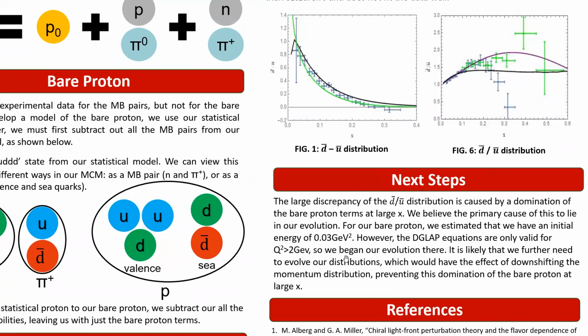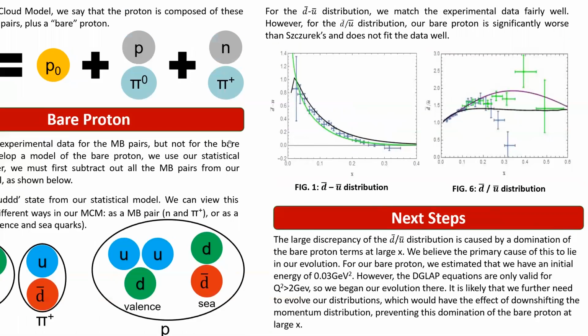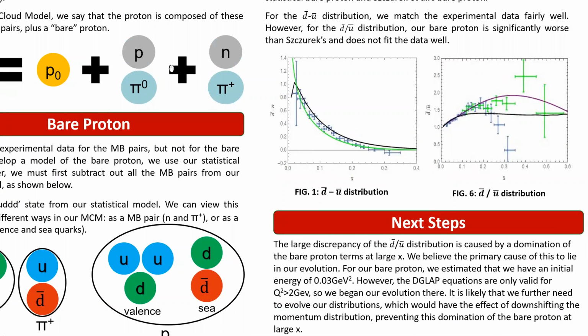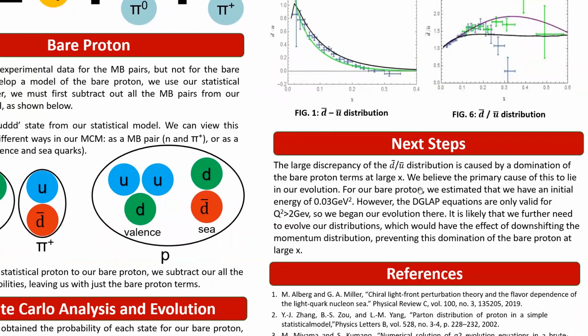And we want to work with that a little bit more to try to fix and reduce the effect of our bare proton. Because right now our bare proton is having much too large of an effect out at large X. And we're hoping that we'll be able to see a little bit more of the effect of these Meson-Baryon terms from the Meson Cloud Model when we fix our evolution a little bit.